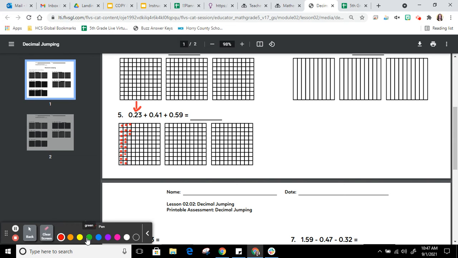Now I'm going to choose another color, and we're going to do 41 hundredths. So I'm going to shade in 41 of these small squares. 1, 2, 3, 4, 5, 6, 7. I know that this column right here is 10. So I've got 7 green squares that finish this column. And then I'm going to do 10 here.